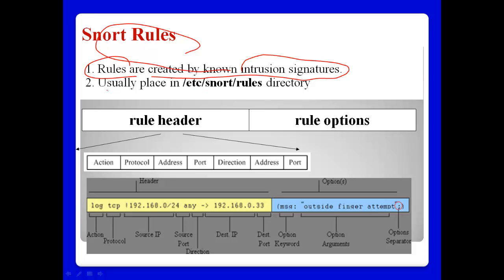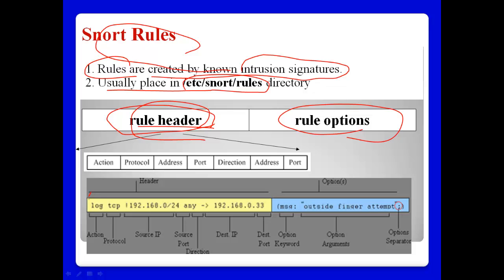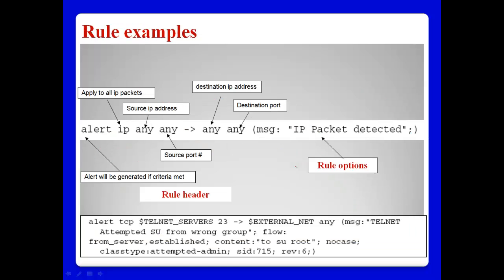In my case, I put all the Snort rules in this directory, /etc/snort/rules. I already told you Snort rules consist of two parts, the rule header and rule options. Let's look at the rule header first. Here, from here to here, this is the header, and the rule header has this kind of information: action first, protocol, address, port, direction, address, port. The first address and port mean the source address and port, and the second means the destination address and port.